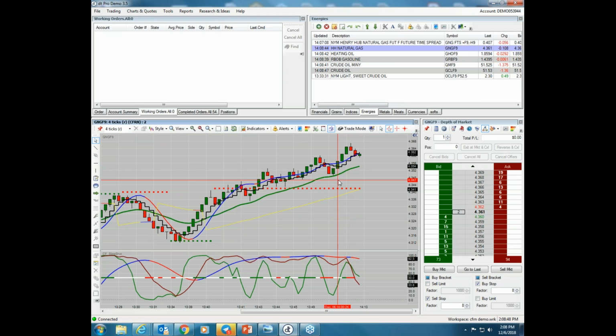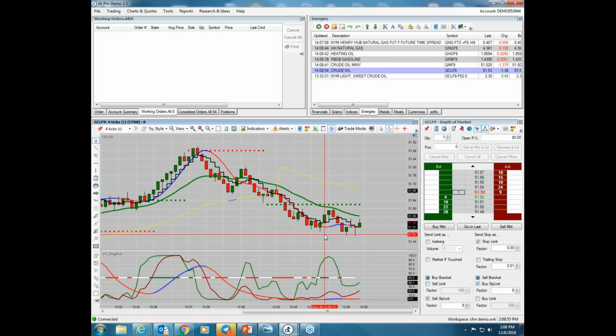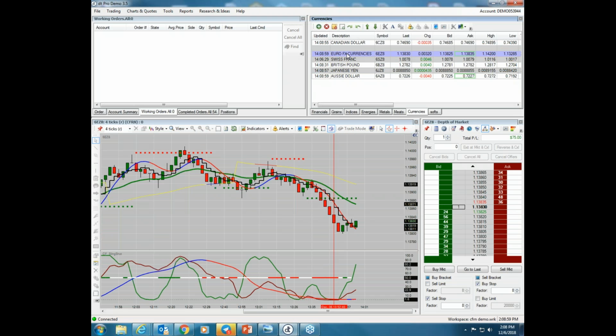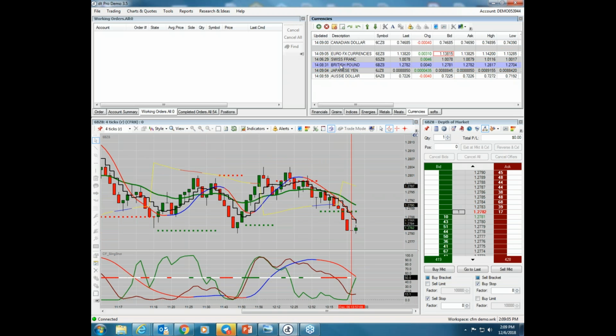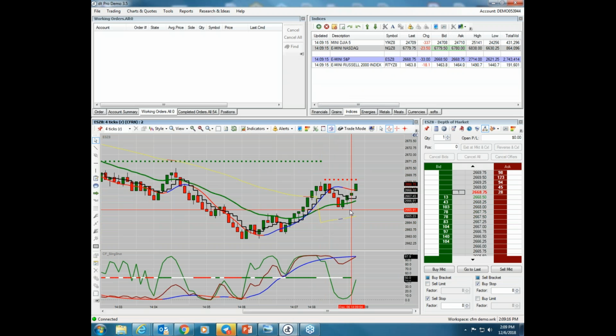All right, so let's try to find something that's moving. That's a crude oil. Let's try a currency. Nothing there. I want to look at least one more. British pound is sideways. The S&P one more time here.